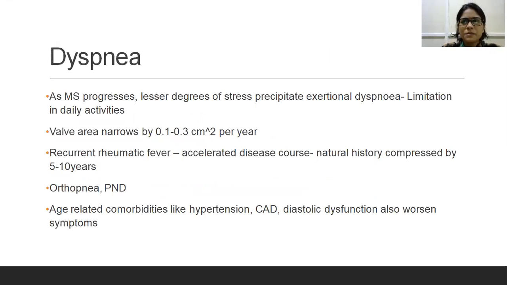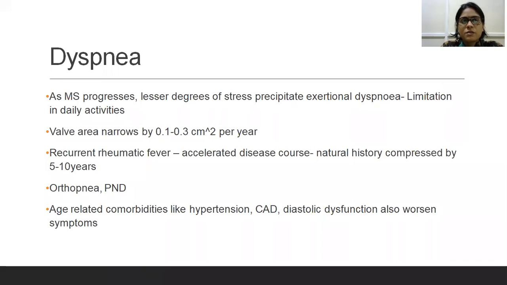So the first symptom is dyspnea. As mitral stenosis progresses, lesser and lesser degrees of stress, physical or emotional, will precipitate exertional dyspnea. Over a period of time this results in limitation of daily activities. So your NYHA classification is important. You have to know what extent of exercise precipitates the dyspnea, what was the extent initially, and what is the extent of exercise now which precipitates dyspnea.